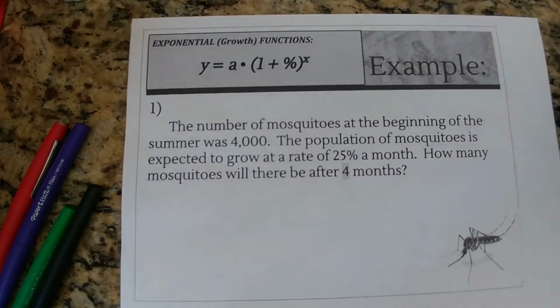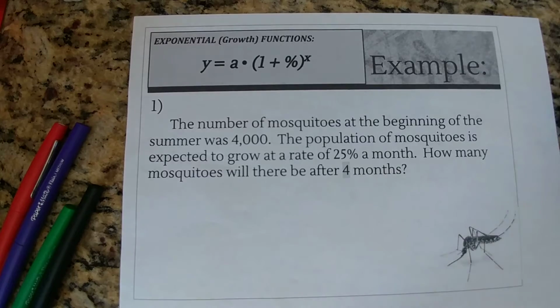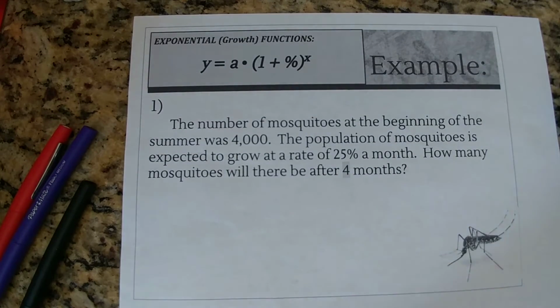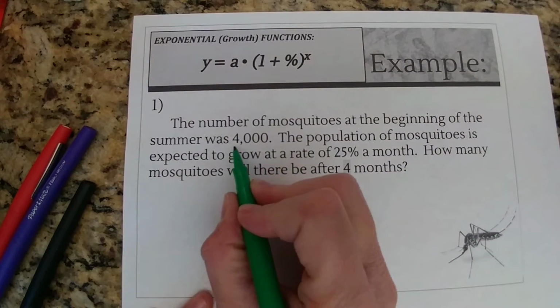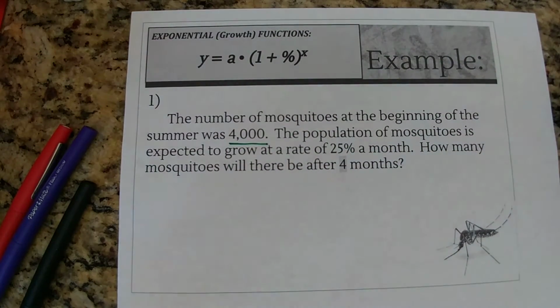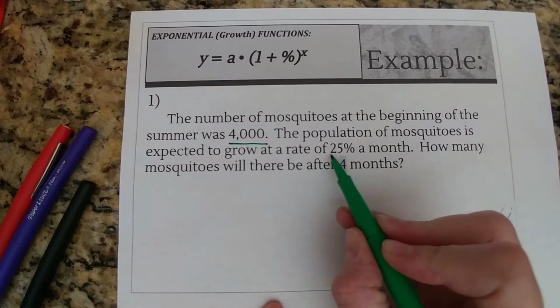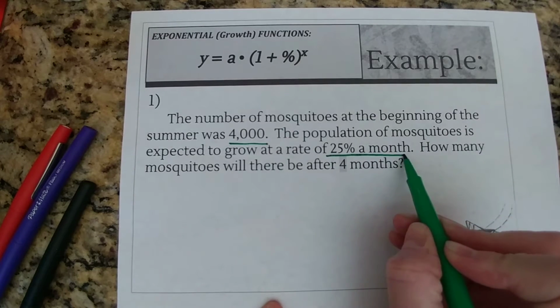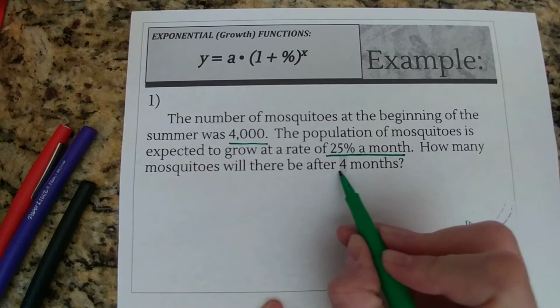Our first example is going to be about mosquitoes. Yay, your favorite thing in the summertime. So here we've got the number of mosquitoes at the beginning of the summer was 4,000. And the population is expected to grow 25% a month. How many mosquitoes will there be after 4 months?